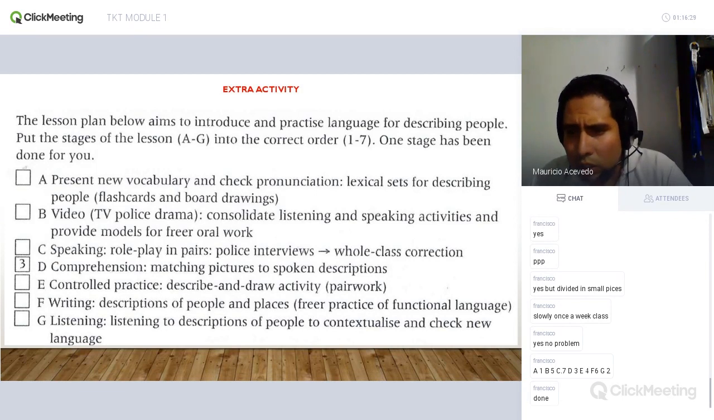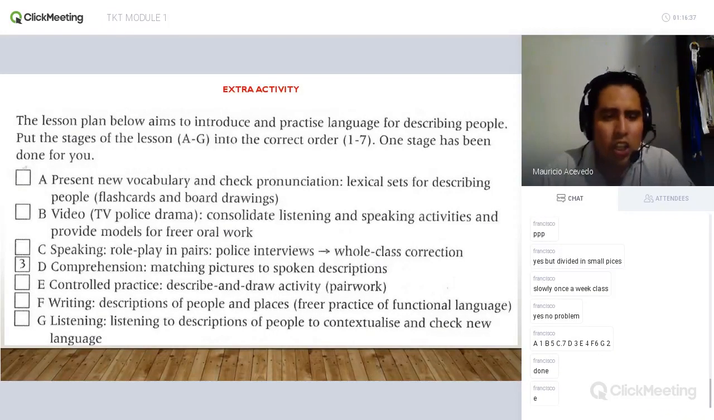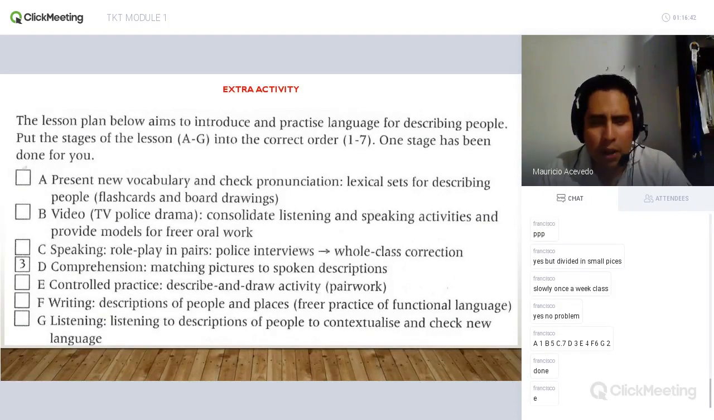No, no. For you, number four, it's letter E, right? Yes. Letter E. Control practice, describe and draw activity per word. For you, number five, it's letter B.